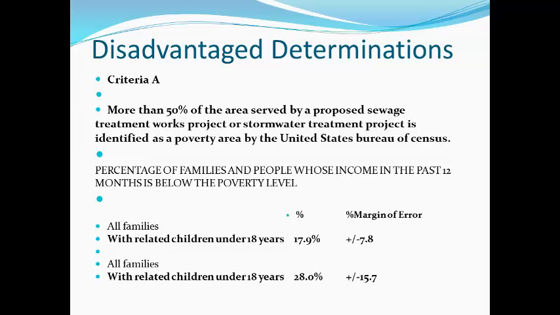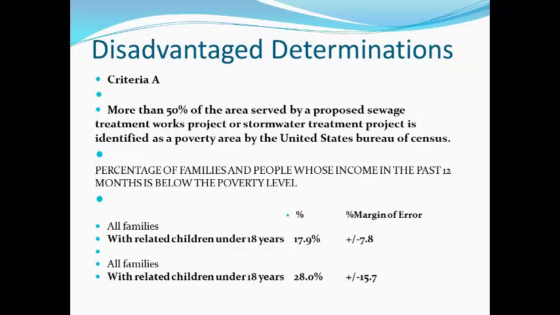However, what often happens with smaller municipalities, and this is a smaller municipality in this example, is that when they're doing the census, the accuracy is decreased by the smaller number of census applicants. And so in this particular situation, we look to the margin of error, which is 15.7. Plus or minus, when computed against the 28%, that renders the 28% an unreliable number. So both of these communities under criteria A are not disadvantaged.